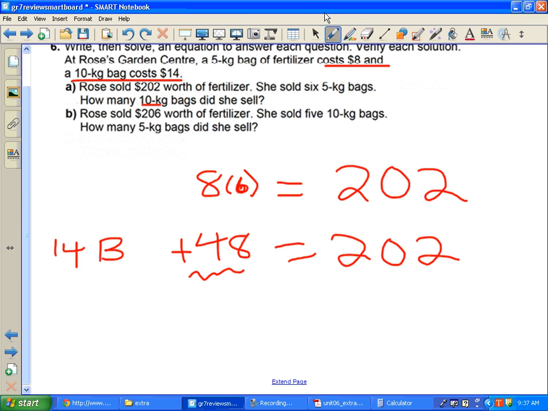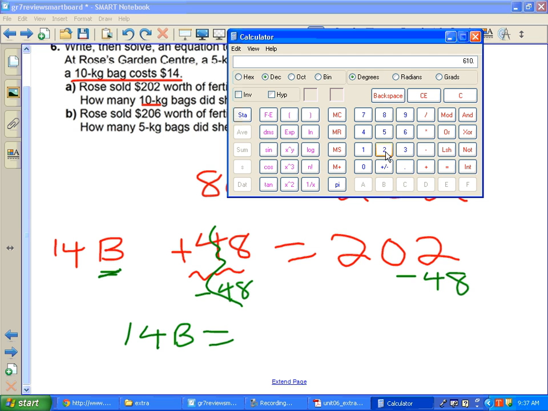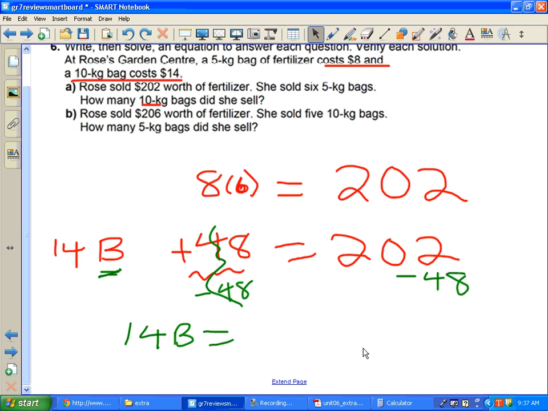So let's get rid of this. We want to solve for B. So the first thing we got to get rid of is this plus 48 by taking it away from each side. So we take away 48 from each side, and we're left with 14B on one side, because these cancel each other out. 202 take away 48, and that'll be 154.